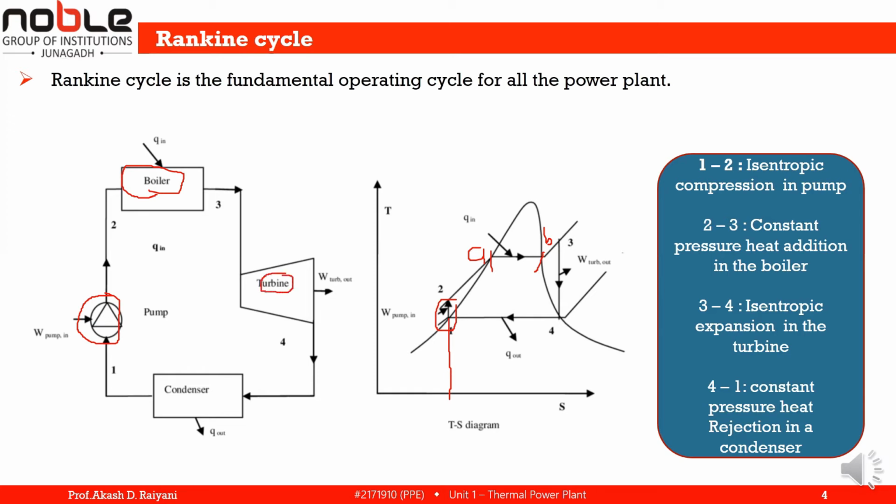Third one is the turbine. At point 3, it is the entry of the turbine. 3 to 4 is an isentropic expansion process. During this process, temperature and pressure both are decreasing. In the last stage of the turbine, some of the steam gets transformed into water. It is wet steam.